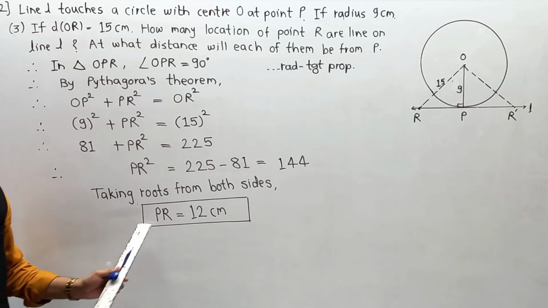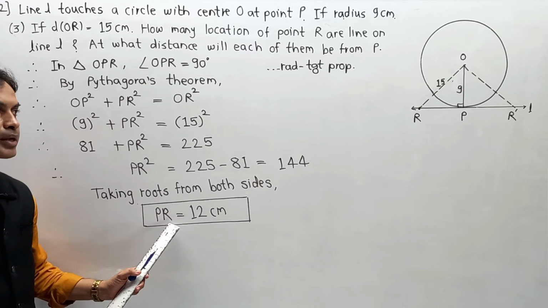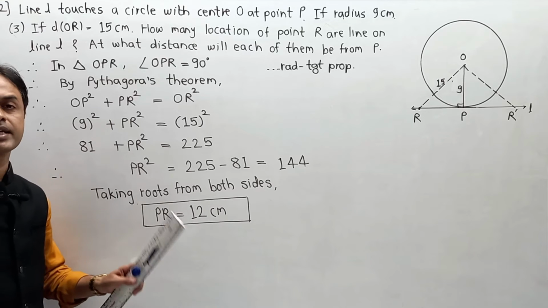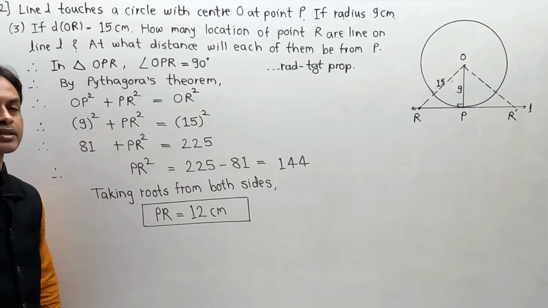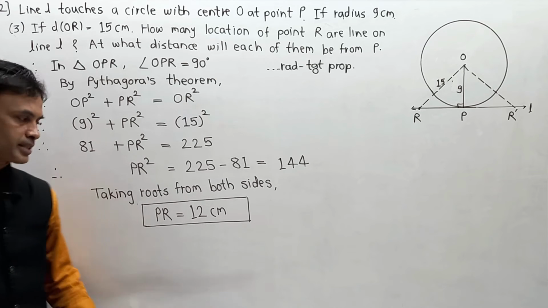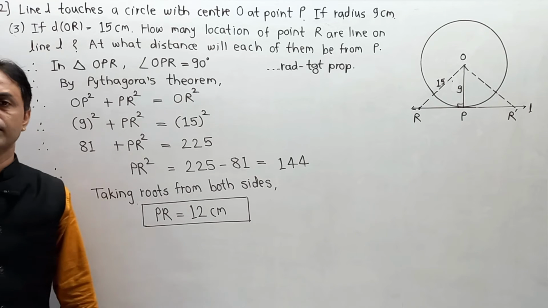And in this way we can complete the part. Remember, the position of R is towards two sides, one towards the left hand side and one towards the right hand side. These are the two positions of point R, or you can say one is R, second is R dash. And in this way we can complete the numerical.